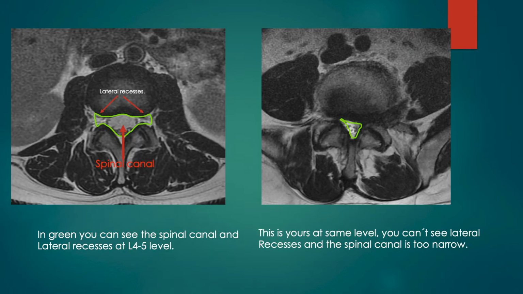The next image is a transverse cut in the MRI. You can see in the upper part of the image the front of the vertebra, and in the lower part of the image, you can see the back. In the left image, you can see the normal shape of the spinal canal and the lateral recesses. And in Mr. Kinsella's lumbar spine, you can see the canal and the lateral recesses are too narrow. And that narrowing of the spinal canal and lateral recesses produces the pain in the legs.